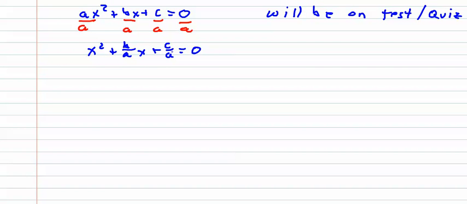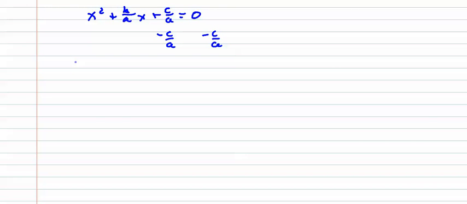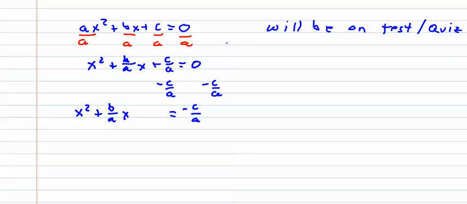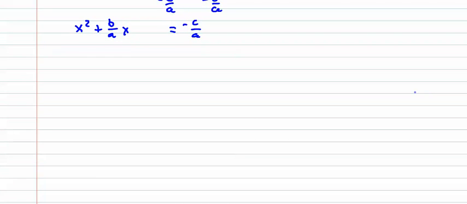All right, now we want to get the constant term to the other side, as always, minus c over a. And then we end up with x squared plus b over a x equals negative c over a. Now all we've done is divide by the leading coefficient and move the constant term. Now this is where it gets fun.